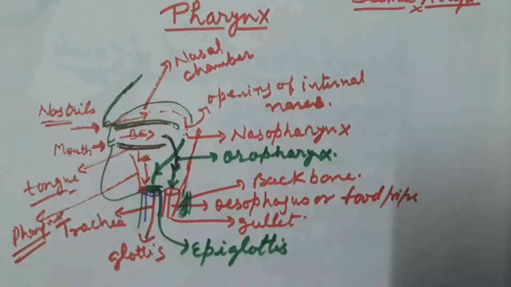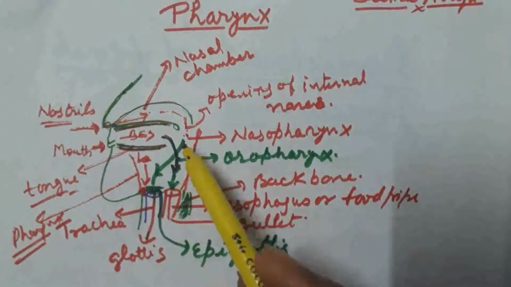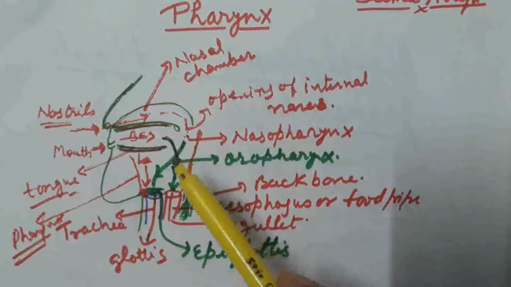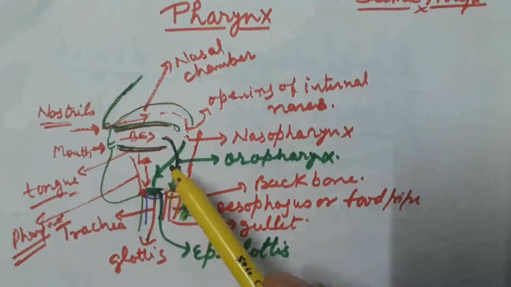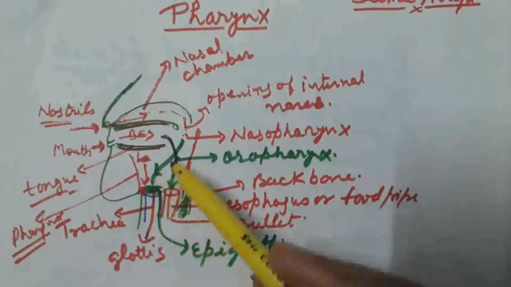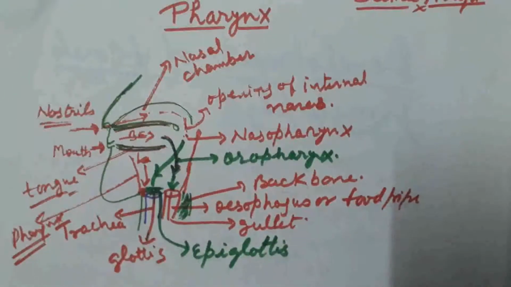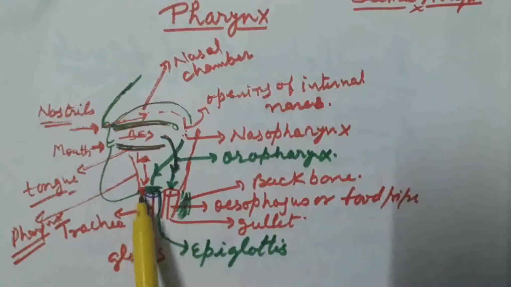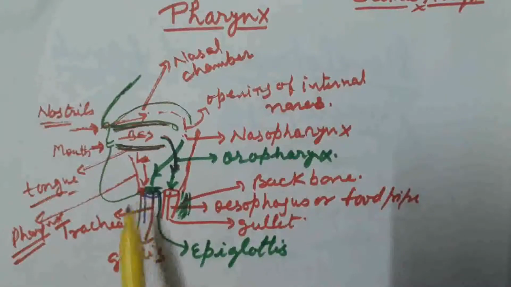So these are the three regions in the pharynx. The first region is the nasopharynx, in which the opening of the internal nares takes place. The second region is the oropharynx. The buccal cavity opens into the oropharynx. And the third area is the laryngopharynx, present near the opening of the trachea, that is near the larynx region.